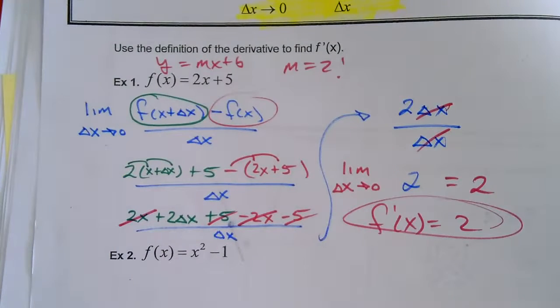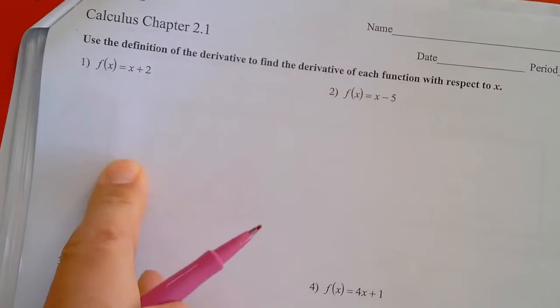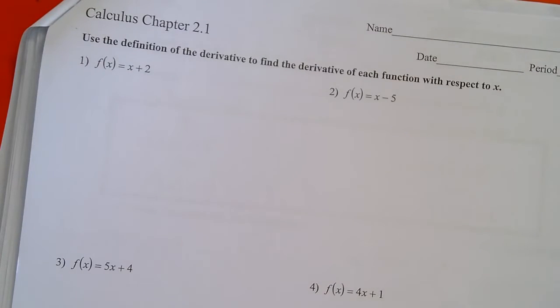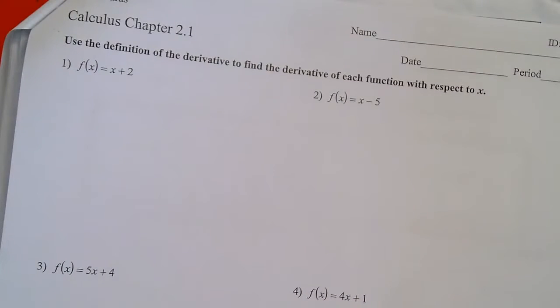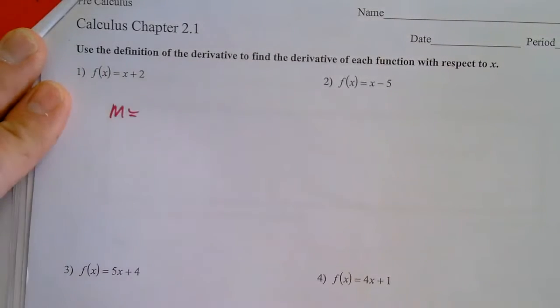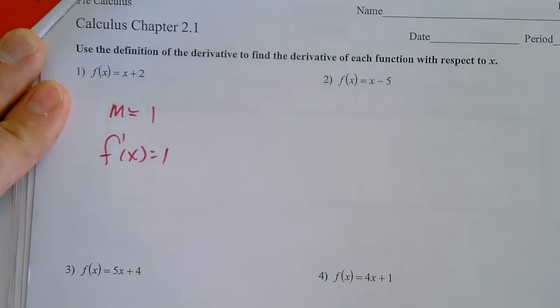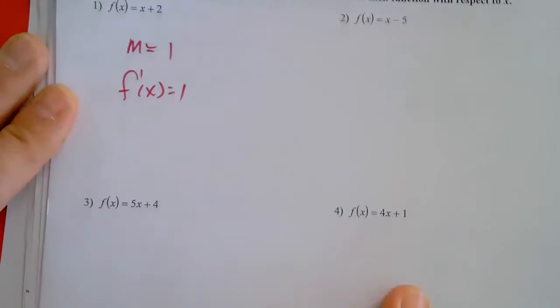Will you promise me never, ever, ever to do the definition of derivative if you have a line? Promise me that you'll never, ever do that again. Promise me right now. All right, so look at your homework. You have 1 through 11 odd. Let's do number 1 right now. What's the slope of this line? What's the derivative? Please don't do the definition of a derivative to a line.